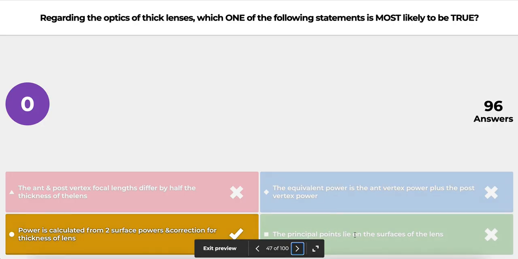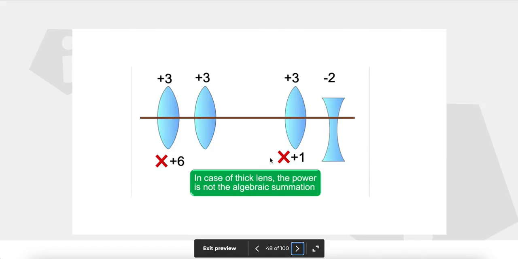The principal point lies on the surface of the lens. This is not true, or it can be on the surface, but this is not the only case. It can be outside as well. So let's see, this is an example of a thick lens. When we have multiple lenses separated from each other, then the total power will not be the algebraic summation.